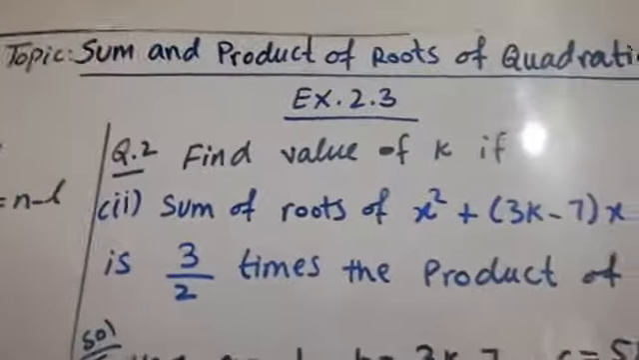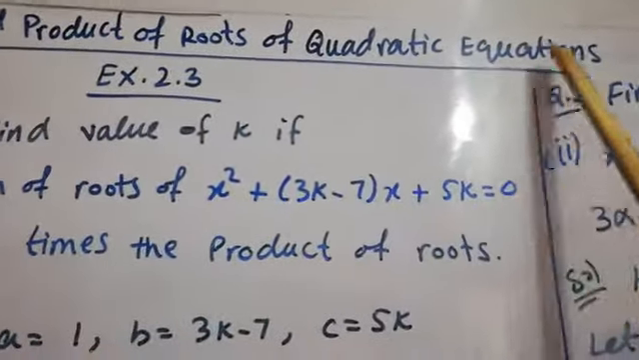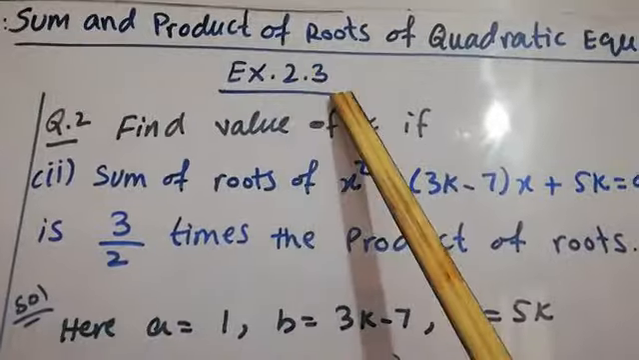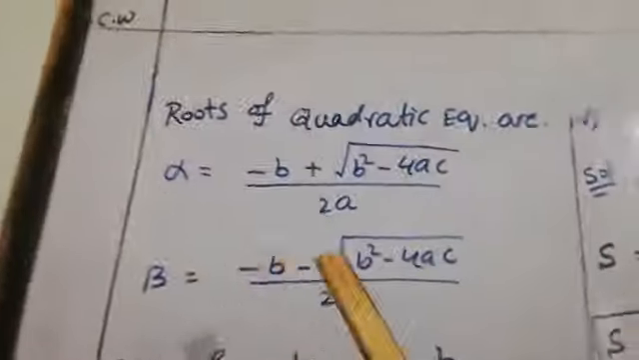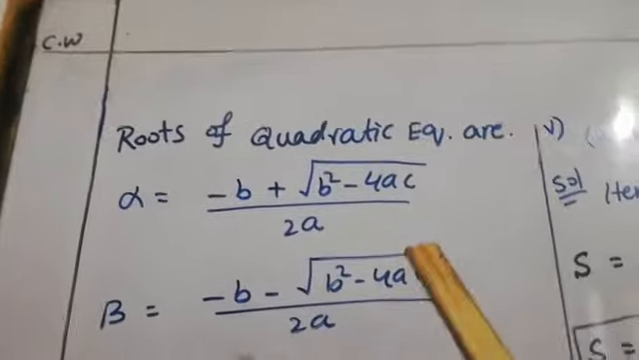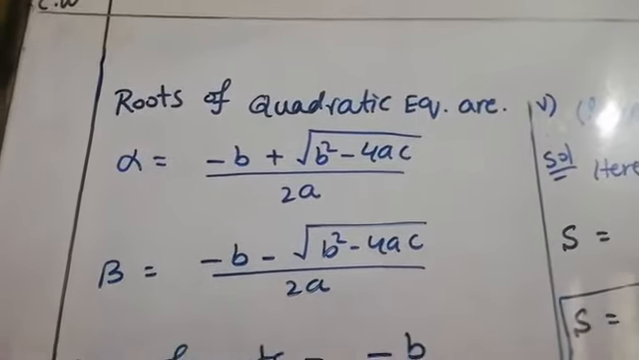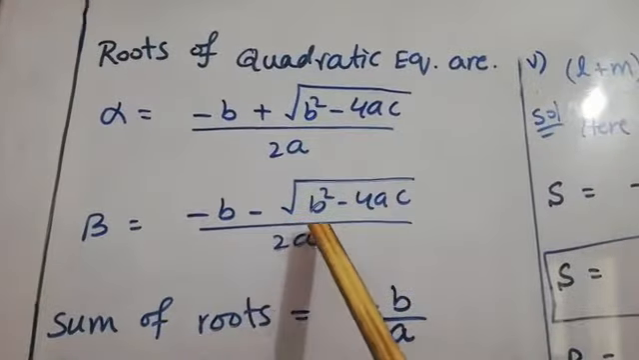My dear students, today our topic is sum and product of roots of quadratic equations, exercise 2.3, which is taken from Punjab Textbook Board Bahawalpur. Dear students, you know that the quadratic equation is ax square plus bx plus c equals 0, and these are the roots of the quadratic equation.